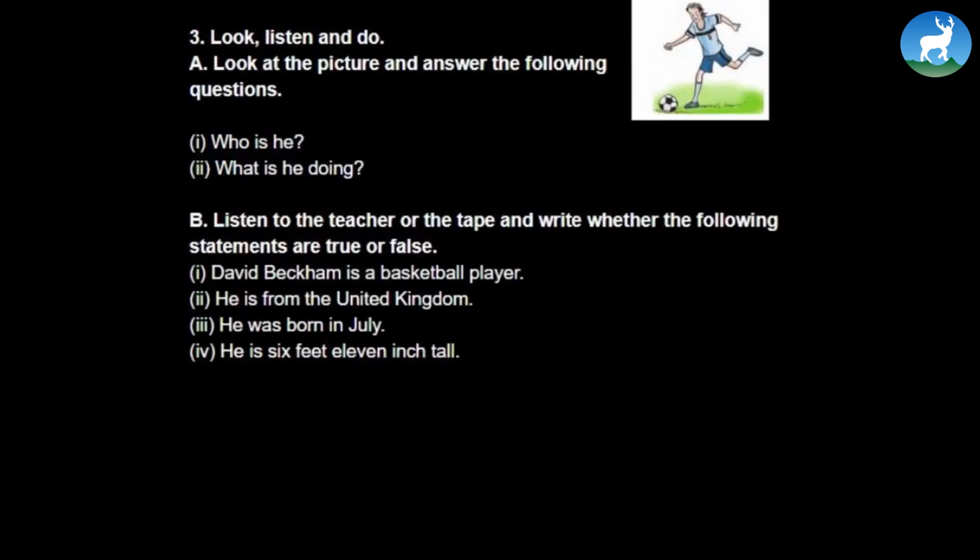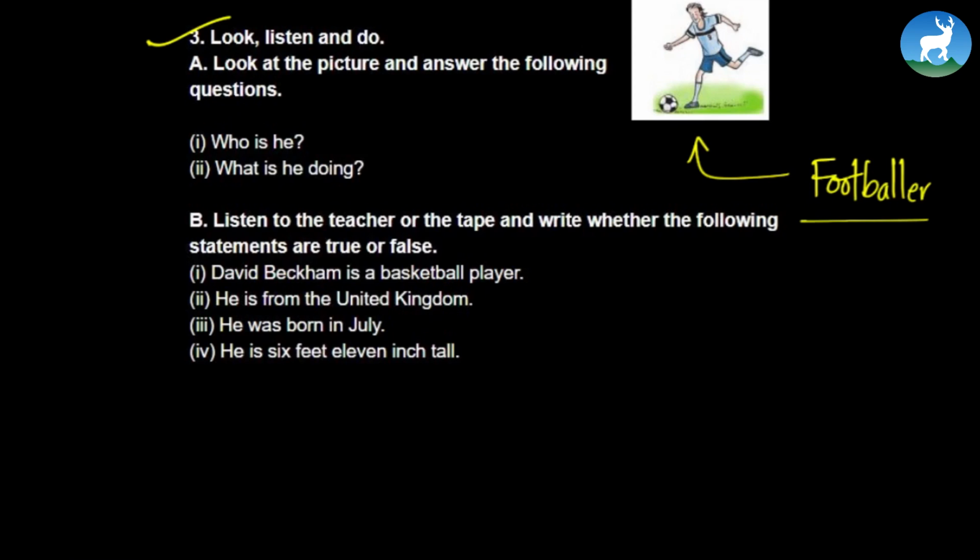All right. Now let's go to the listening portion. In the listening portion, we see a footballer. We have a picture of the footballer, or you can even call him a soccerer. Look at the picture and answer the following questions. Who is he? Well, he's a footballer. What is he doing? He's about to kick the ball. What do you think? Isn't he going to kick the ball?